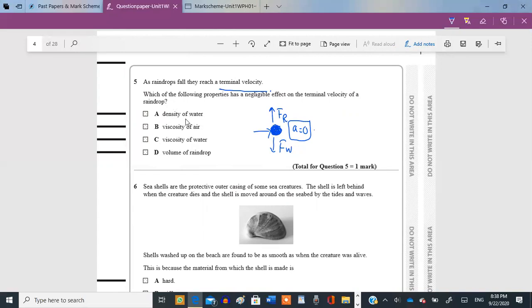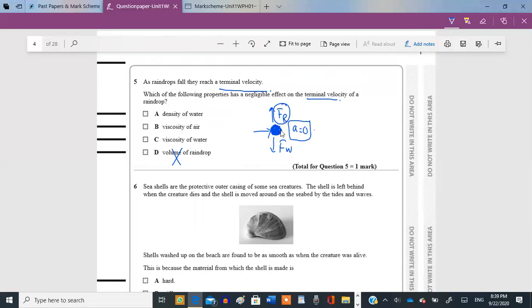Let's see. Viscosity of the air. Viscosity of the air might add to the resistive force of the air, or the drag force. Viscosity of water itself, or the volume of the raindrop. So volume of the raindrop will have its effect because the greater the volume, the greater the air resistance, and the greater the air resistance means that it will more quickly reach the terminal velocity, and the smaller the volume, then it would take more time for it to reach the terminal velocity. So the volume will affect the terminal velocity.